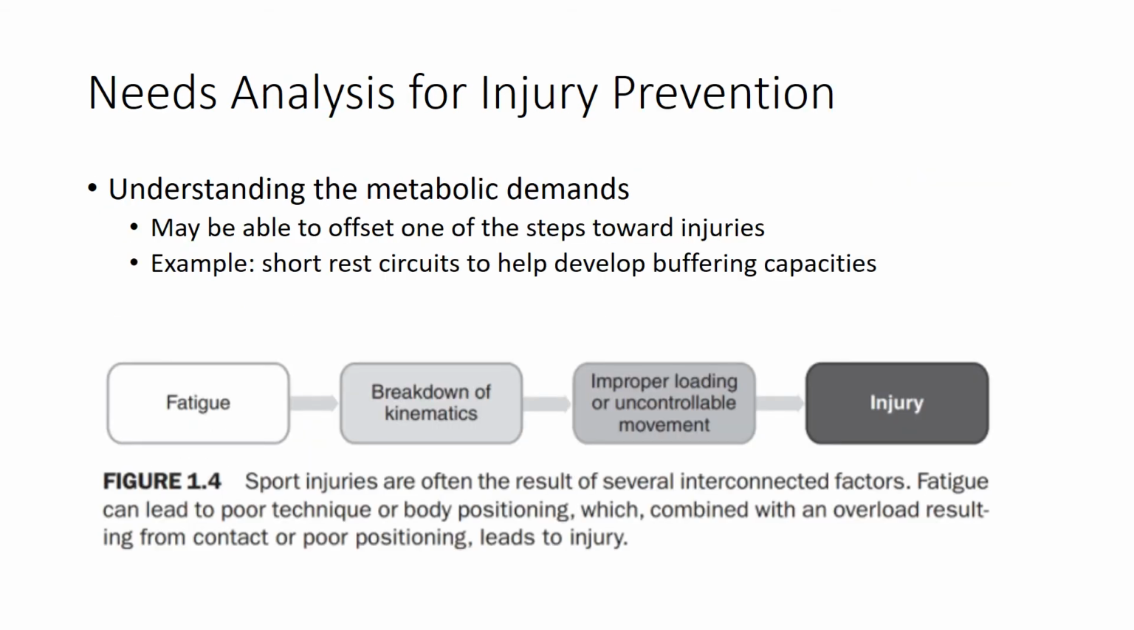Let's take a look at the cascade of events that can increase the risk of injury. We can see once an athlete becomes fatigued or fatigue is induced, there's a breakdown of kinematics and thus leads to improper loading or uncontrollable movement for certain limbs, and then this leads to injury. Strength and conditioning professionals who have a good understanding of the metabolic demands of a sport may help offset one of the steps towards injuries through program design. For example, short rest circuits may help athletes who primarily use the ATP-PCr and glycolytic systems improve buffering capacities to help offset the decrease in pH, which is related to fatigue.